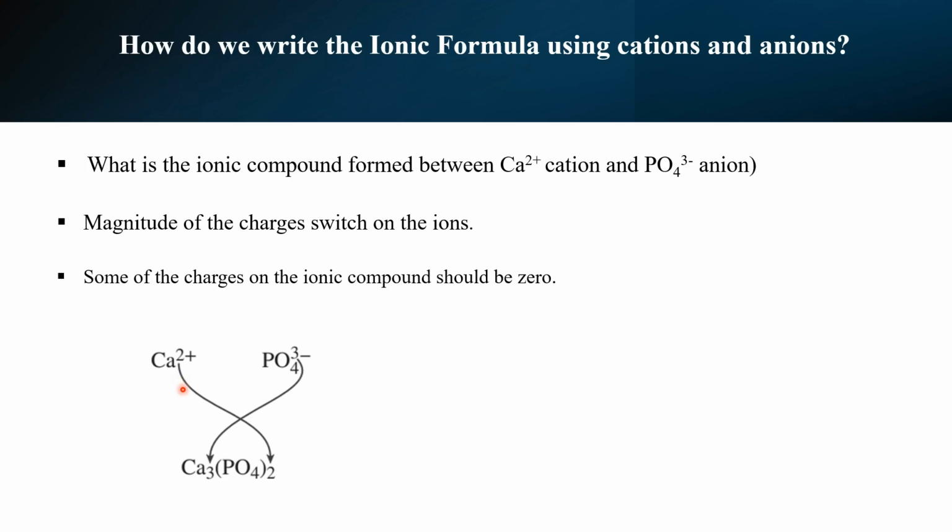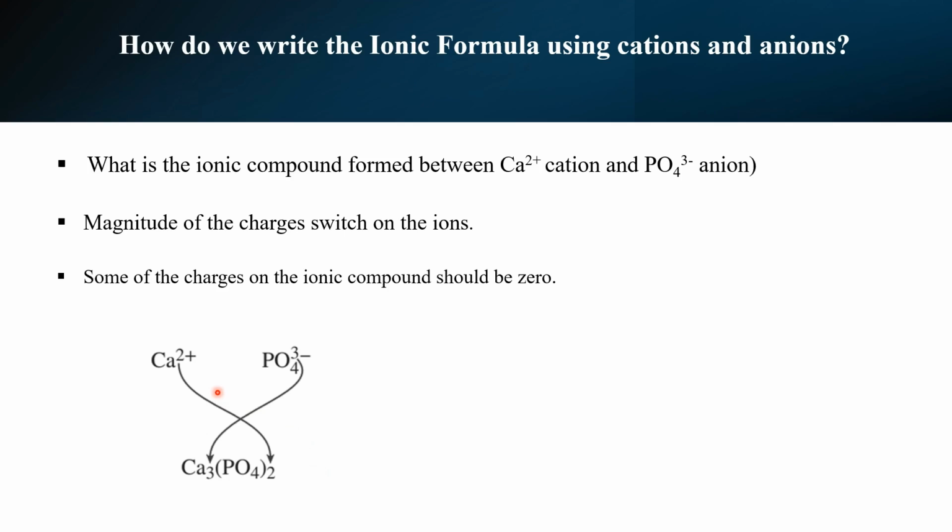So you can switch magnitudes. Calcium 2+ means 2 switches to phosphate. Phosphate 3- means 3 goes to calcium. So this is the ionic compound formula. Ca3(PO4)2. 3 calcium ions and 2 phosphate ions in this calcium phosphate ionic compound.